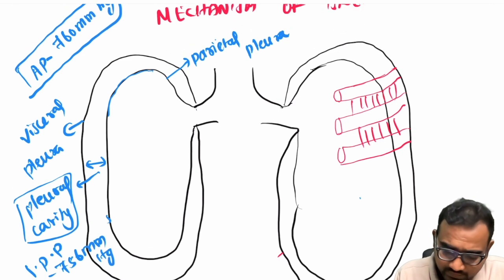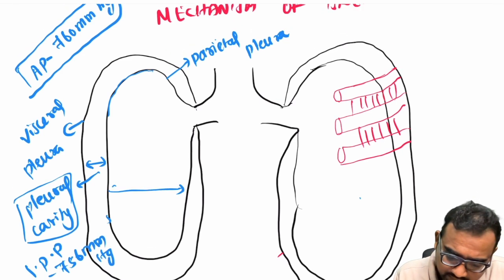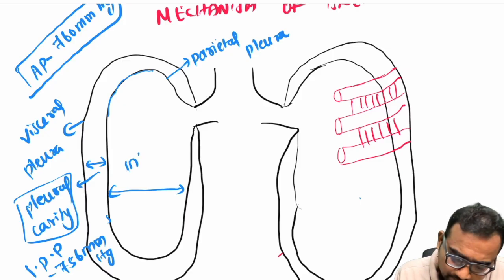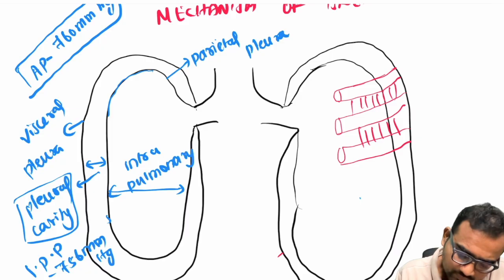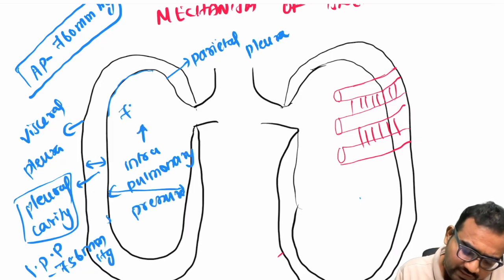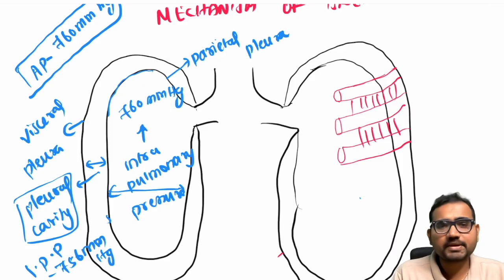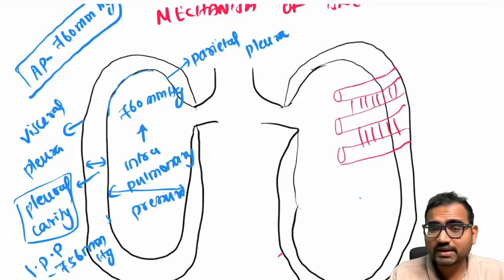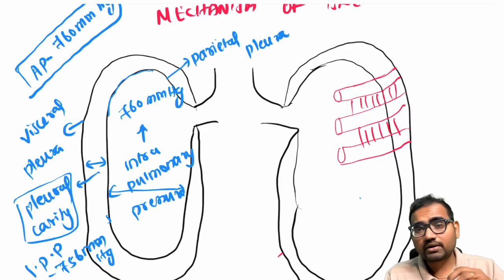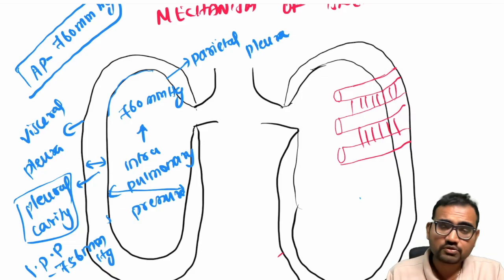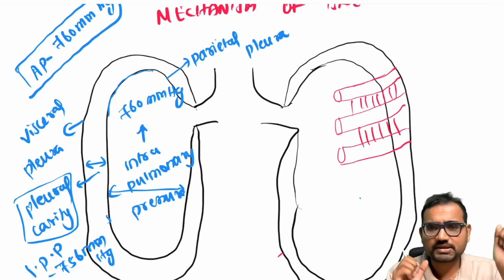Okay, and this area is the intrapulmonary pressure. So the intrapulmonary pressure is approximately 760 mmHg, which is equal to the atmospheric pressure. This is a very basic concept. Okay, so the intrapulmonary pressure is equal to the atmospheric pressure of 760 mmHg, but only when there is a low pressure the air will enter. Only when the atmospheric pressure is low, the air will come out of the lungs. So this is the basic mechanism.